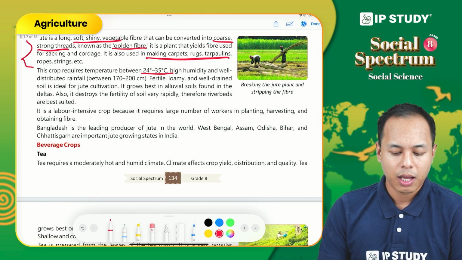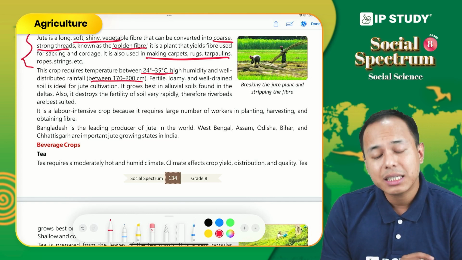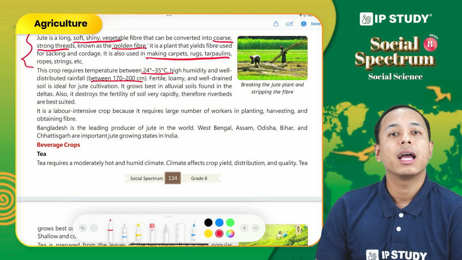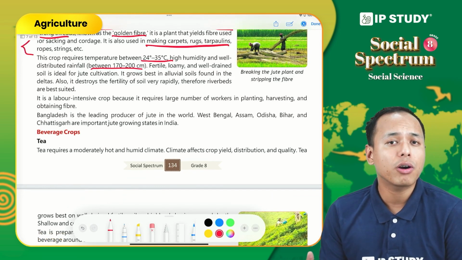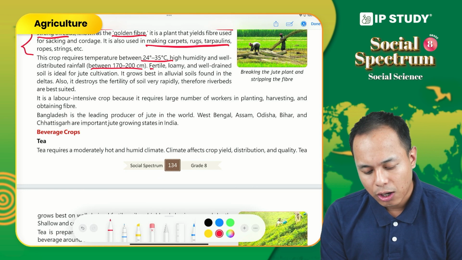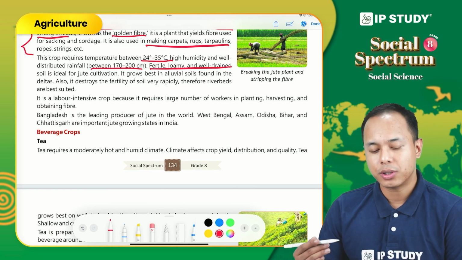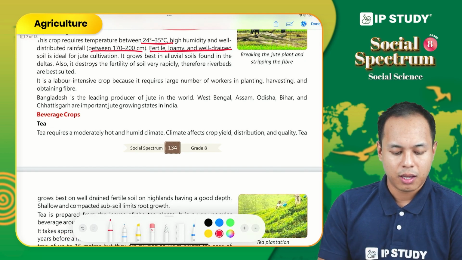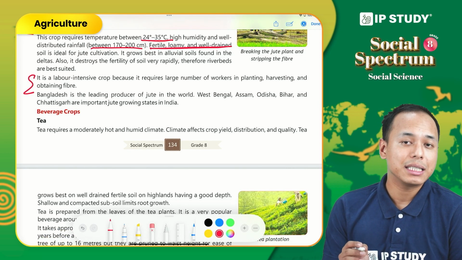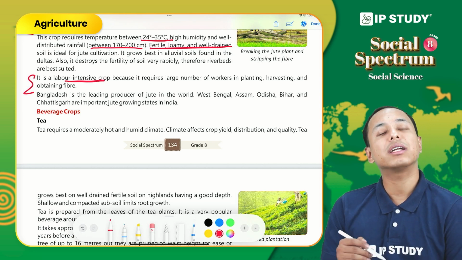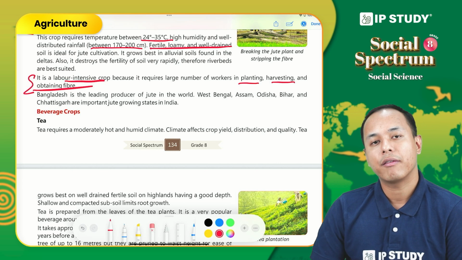Celsius, high humidity and rainfall between 170 to 200 centimeter, which should be uniformly distributed. When we talk about the soil, fertile, loamy and well drained soil is very much important for jute cultivation. One thing we should notice, jute is a labor intensive crop because it requires a huge amount of labor in planting, harvesting and obtaining fiber.